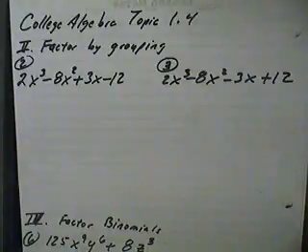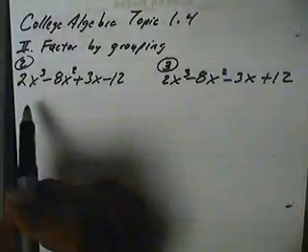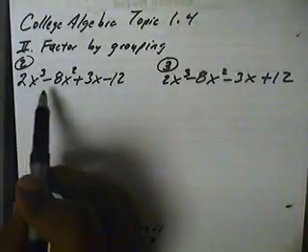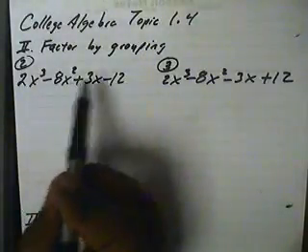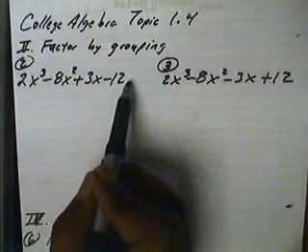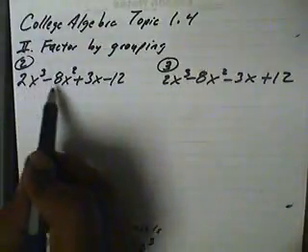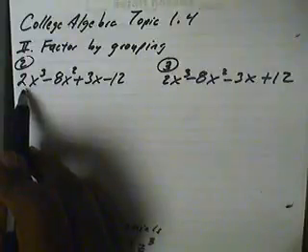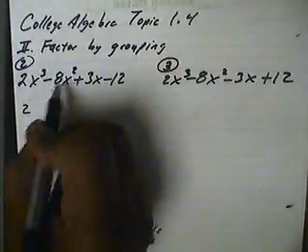College Algebra, Topic 1.4. First, factoring by grouping. Okay, number 2. We have no GCFs in the entire problem. We have an 8, 2, 3, and 12. There's no greatest common factor, and there are no x's. So we're going to take out a greatest common factor in just the first two. The first two we can take out a 2 and an x squared.